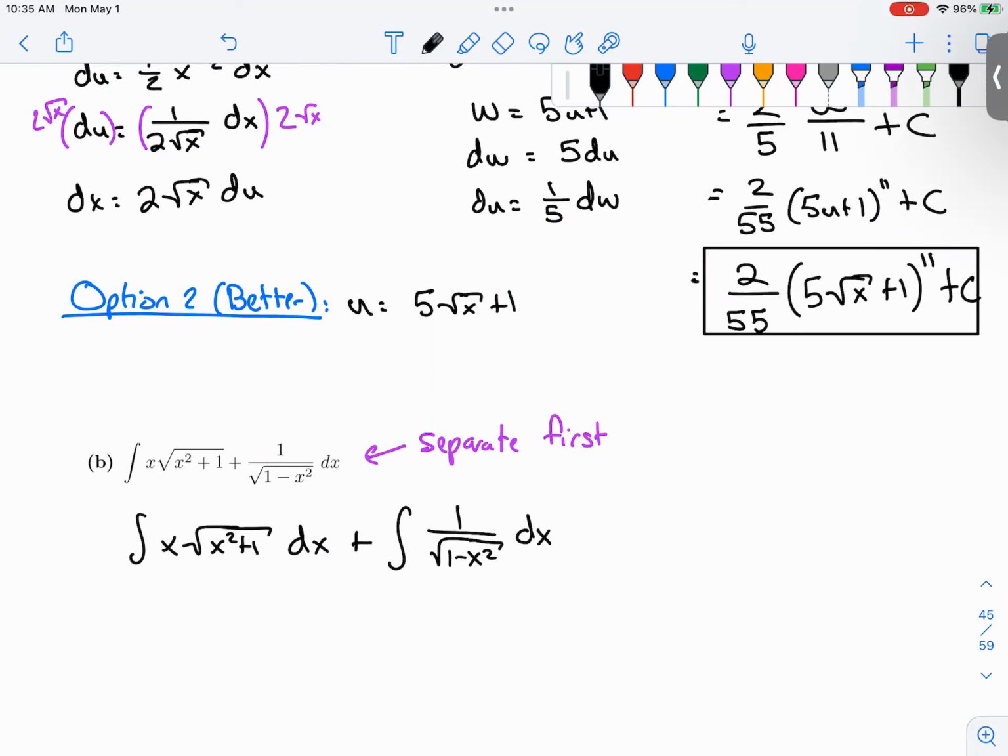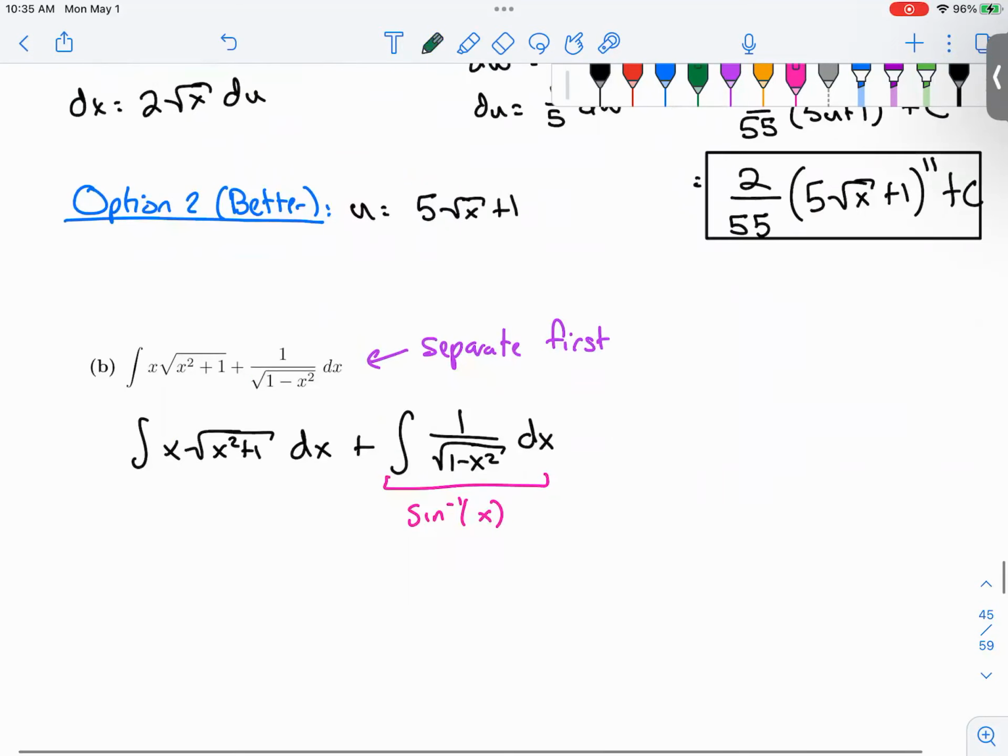Sometimes that's very useful. Good news is the second one is very quick. You guys remember that one? Very close. Sine inverse. Yes, this one right here is sine inverse of x. Technically plus c, but at the very end we'd have 2 constants that will just combine into 1 constant, so we can wait till the very end to add our plus c.